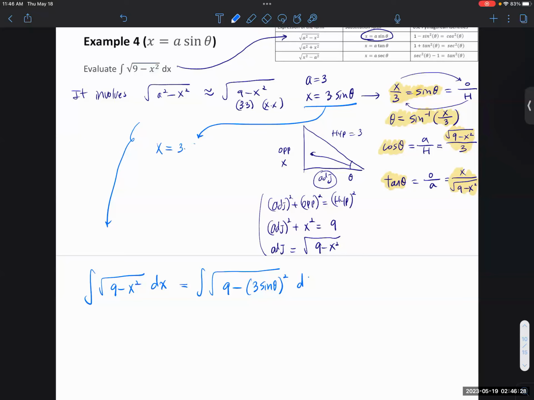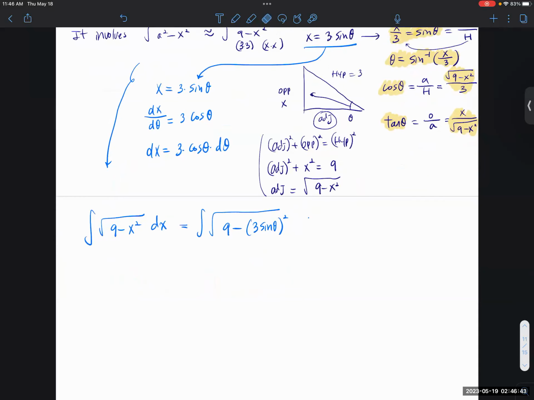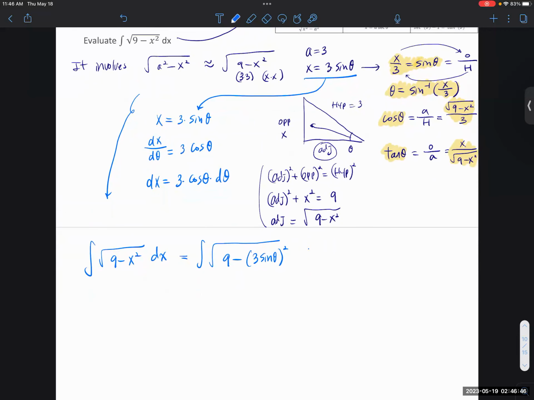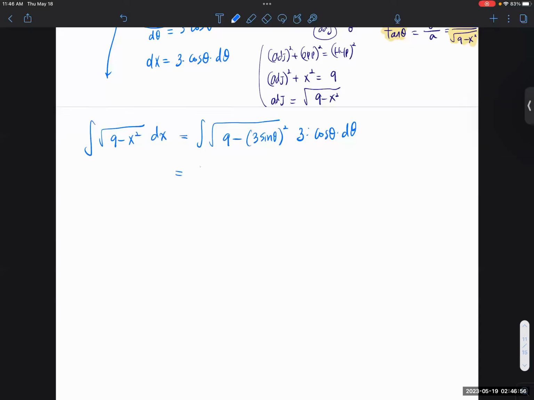x equal to 3 sine theta. dx over d theta is 3 cosine theta, correct? So dx will be 3 times cosine theta d theta. So I'm going to plug in dx now. It is going to be 3 times cosine theta d theta. My goal is to convert every x variable in terms of the theta variable. So that's what I did. And then you got radical 9 minus 9 sine squared theta, 3 cosine theta d theta.